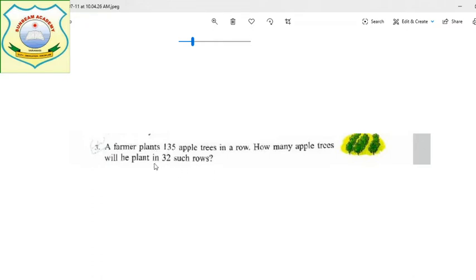The question is saying that a farmer plants 135 apple trees in a row. In one row, how many apple trees has the farmer planted?